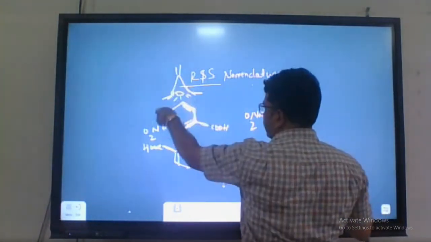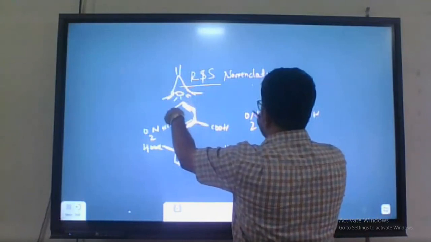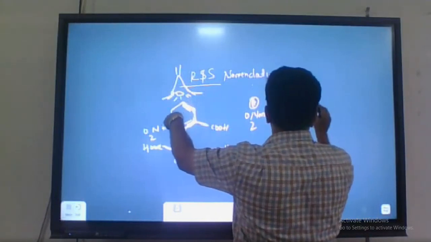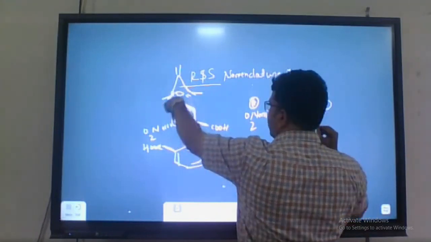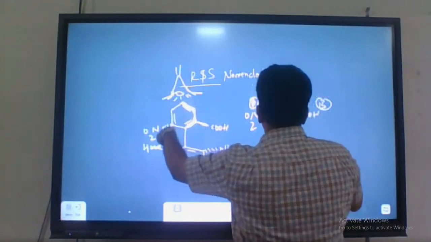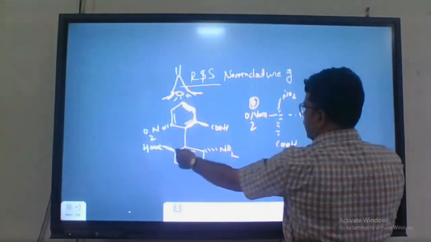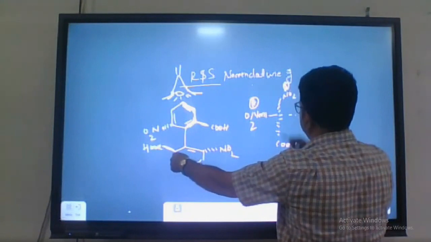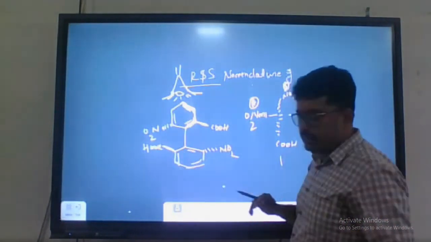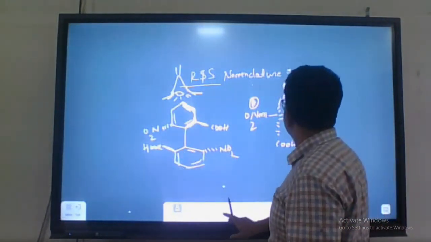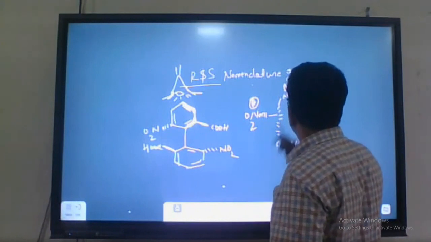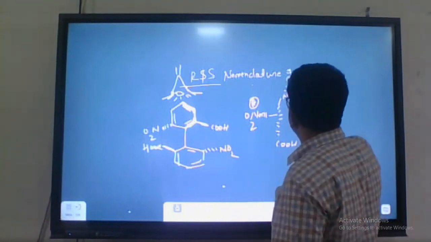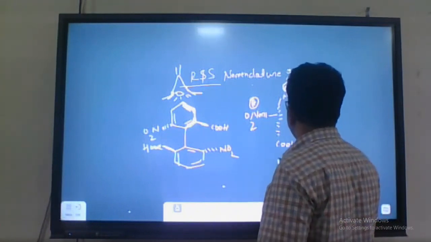So which one is near V1? Near this is A, this is B. Which compound is near V1? So next, benzene with nitro is C and this is D.